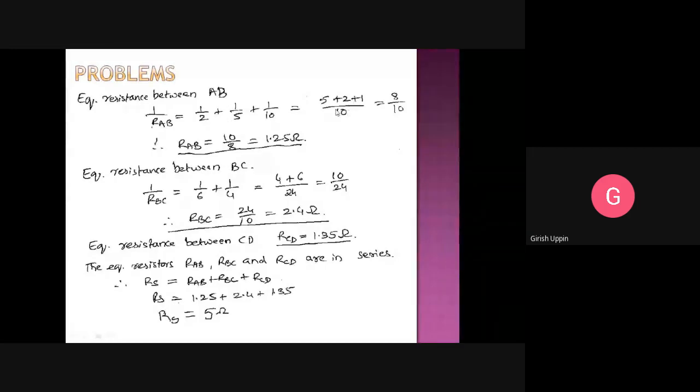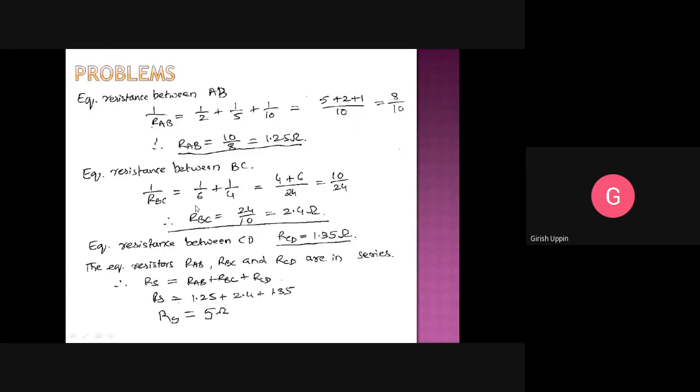So this is the manual calculation. We get 5 plus 2 plus 1 divided by 10, that is 8 by 10. 8 by 10 is 1 by RAB. It is not RAB, therefore RAB is the reciprocal on the right hand side. So 10 by 8, that is 1.25. For the first parallel combination, we get the value of 1.25 ohm.